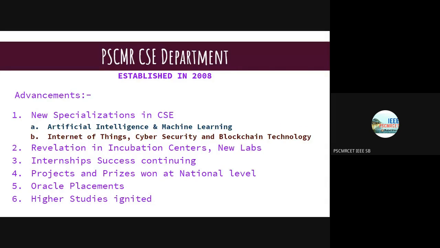So, under the leadership of the head of the department and the esteemed faculty and research members, we are in collaboration with industries and organizations to establish new labs in the area of AI and ML and also cyber security, IoT, blockchain. And we are really happy to see our students doing very well in internships. Please continue your success.